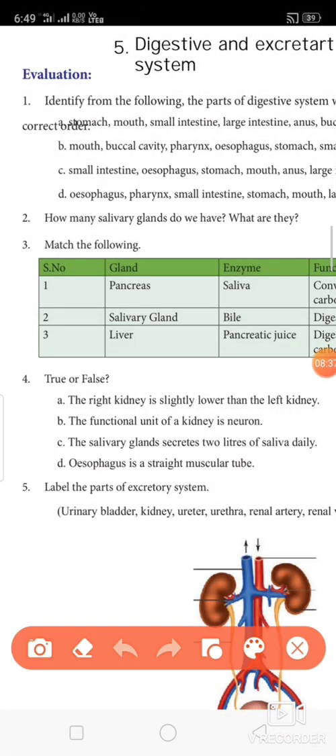The right kidney is slightly lower than the left kidney. It is a true statement. The functional unit of kidney is neuron. It is a false statement. Nephron is the true statement.